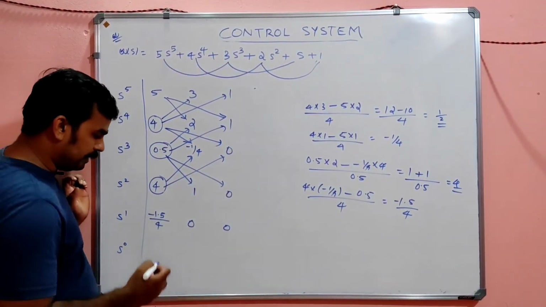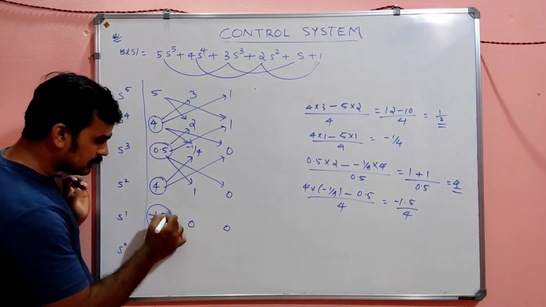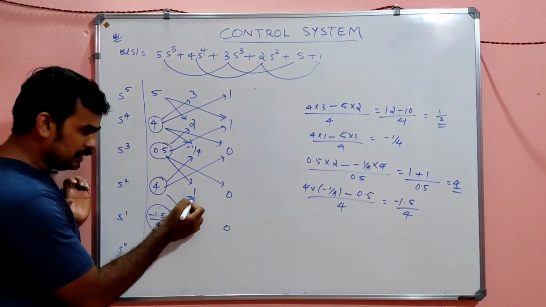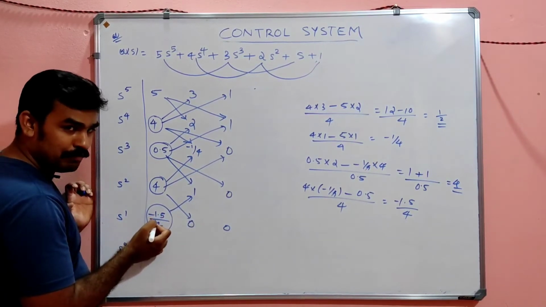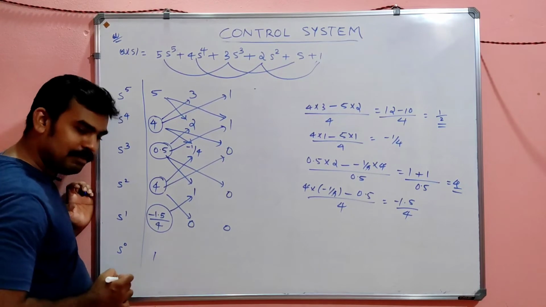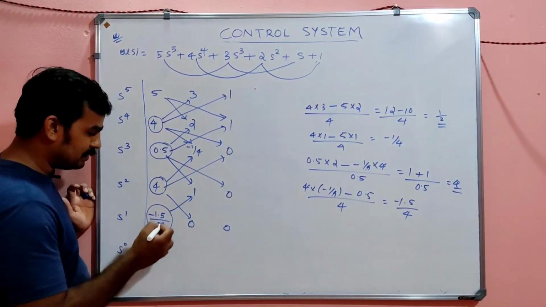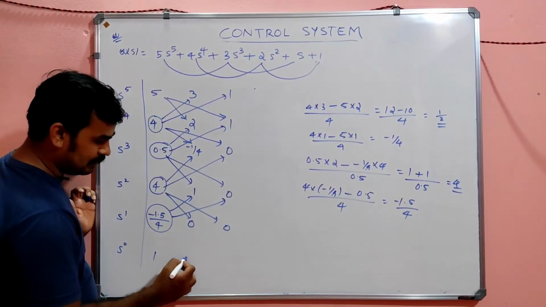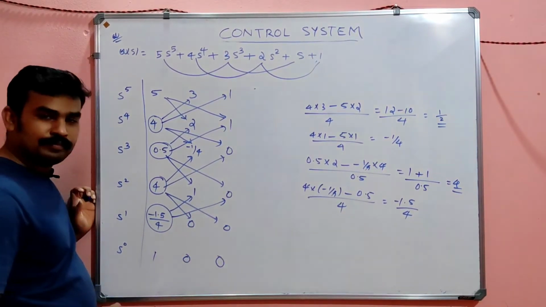Last row you have to find. For this element, focus on this. This into this minus this into this divided by 0. So this into this is 1 into minus 1.5 by 4, minus 0 by again this number. So the result will be 1. No need to calculate, right? And for this element, this into 0 minus this into 0 by again 0, and 0.